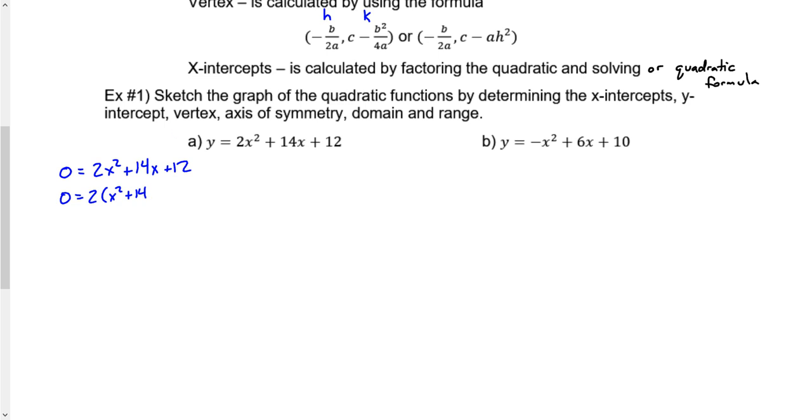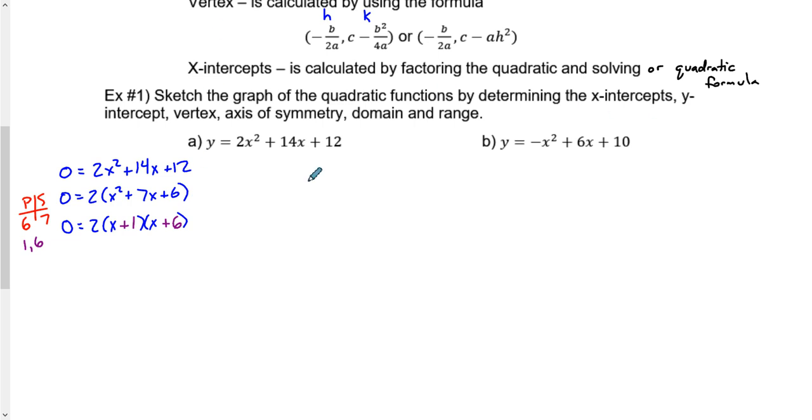Oh, sorry. That should be a 7. Then we could do our product and sum. A product of 1 times 6, a sum of 7. Well, the two numbers that would work there would be 1 and 6. Positive 1 and positive 6. So we make our two sets of brackets. Go x in the first spot, and I put my positive 1 and my positive 6.